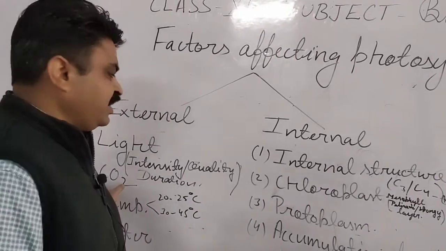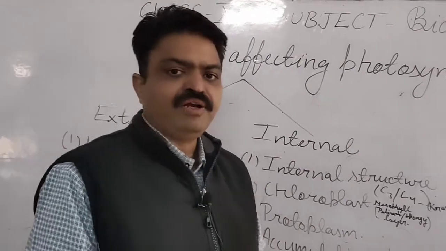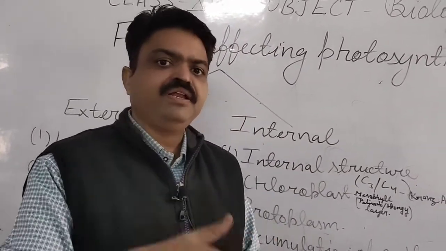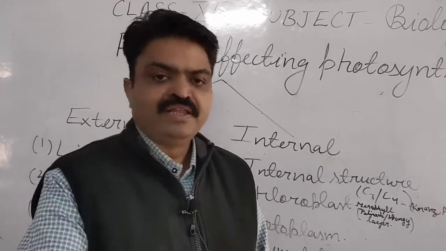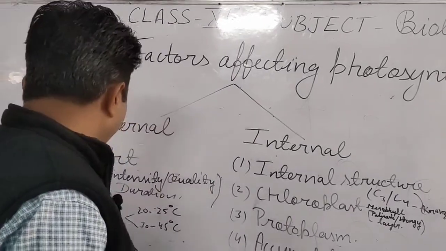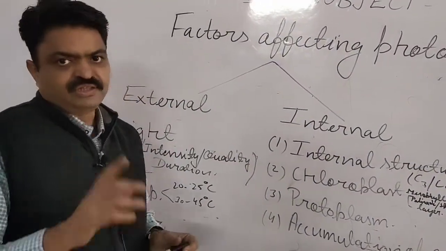With this, student, carbon dioxide. As you know, the plants need carbon dioxide and water for photosynthesis. If they have more carbon dioxide, then they will make more food. That's why carbon dioxide also affects the photosynthesis.